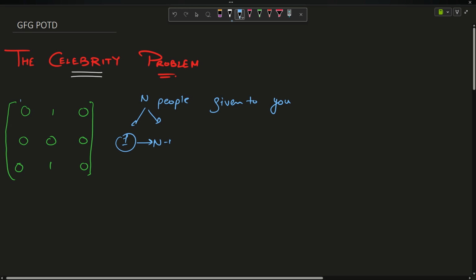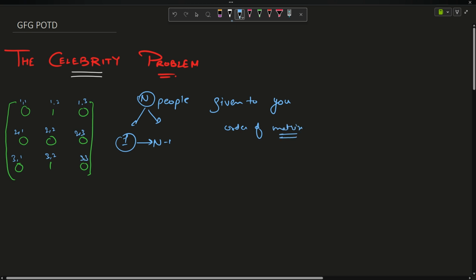So this is first person with first, first person with second, first person with third, second person with first, second person with second, second person with third. Similarly, third person with first, third person with second, third person with third. N is the order of the matrix here.